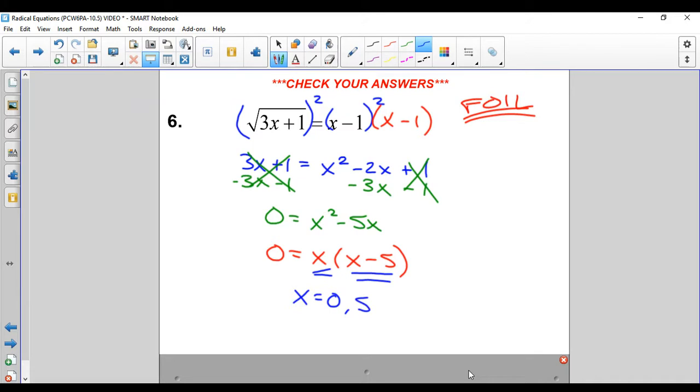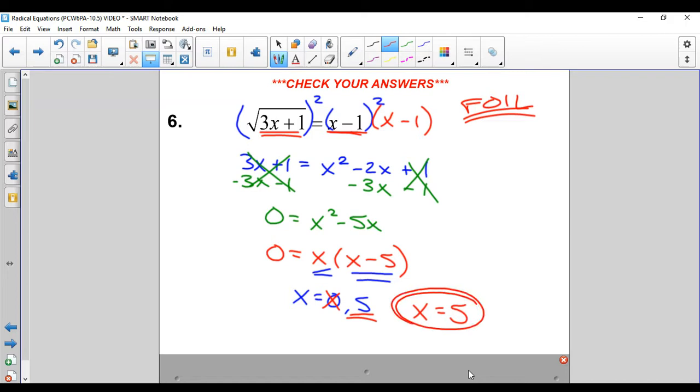We plug in 0. 0 on the left side is okay. We end up with a positive. 0 on the right side, though, we end up with a negative. 0 does not work. We check 5. 5 in the left side here works. We get a positive in there. I don't care what that positive value is. It's positive. We end up with a positive on the right side as well. So 5 is my only solution that works.